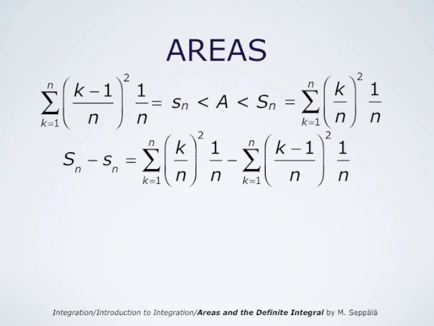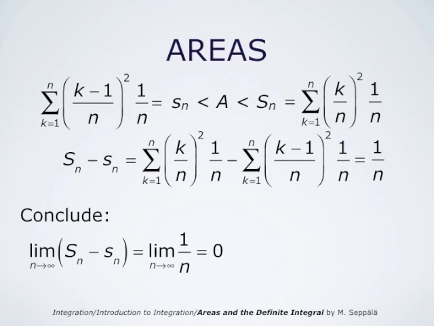So if we take the difference, capital S_n minus small s_n, that is the summation k from 1 to n, (k/n) squared times 1/n, minus the summation k from 1 to n, ((k-1)/n) squared times 1/n, then almost all terms cancel out, except for the last term of the sum k from 1 to n, (k/n) squared times 1/n. The last term corresponds to k being n, and then k/n is just 1, and 1 squared is 1, and therefore the last term is just 1/n.